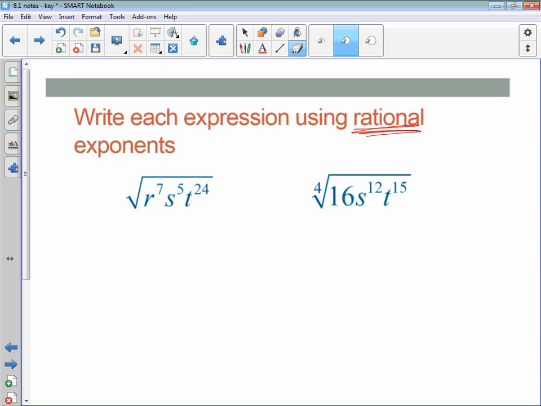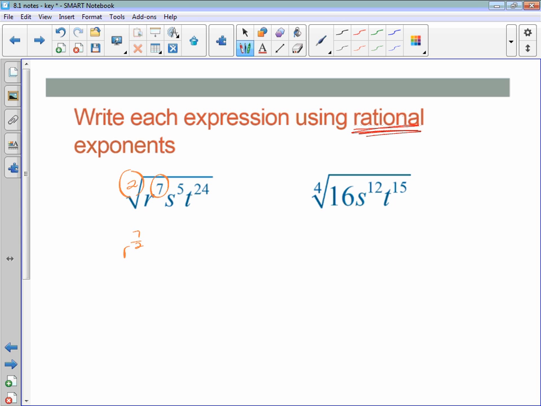So the first one there, it's asking you the square root of r to the 7th, s to the 5th, t to the 24th. And I want you to write it with rational exponents. So rational means fraction, okay? There's a 2 here, even though you really can't see it. So when you are turning it from the root back into the fraction exponent, you are just taking each exponent and dividing it by that root. So this is really r to the 7/2.